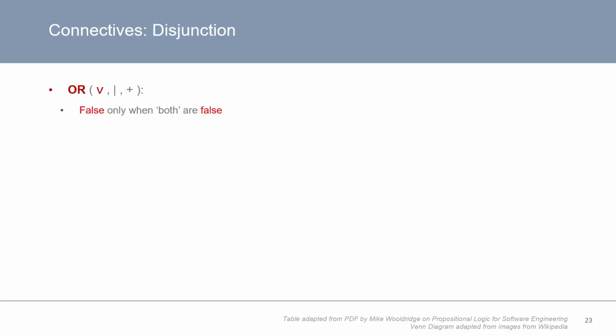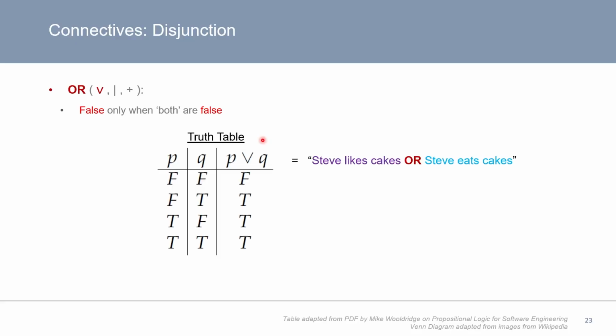Now let's look at the disjunctive connective, also known as OR. This is represented by this symbol. A disjunction indicates that something is false only when both propositions being connected are false. Let's use the example P or Q, which might translate to something like Steve likes cakes or Steve eats cakes.